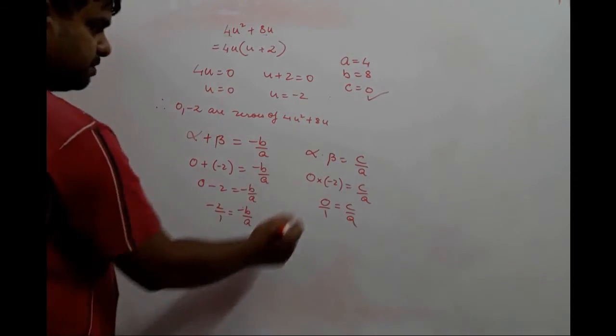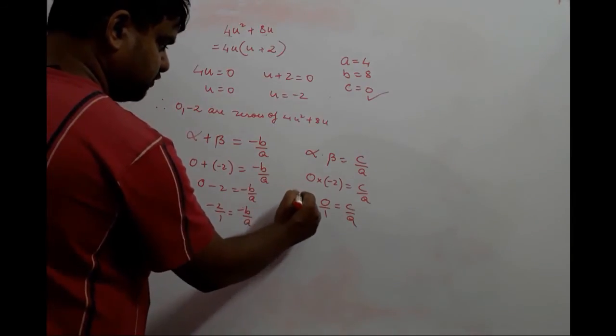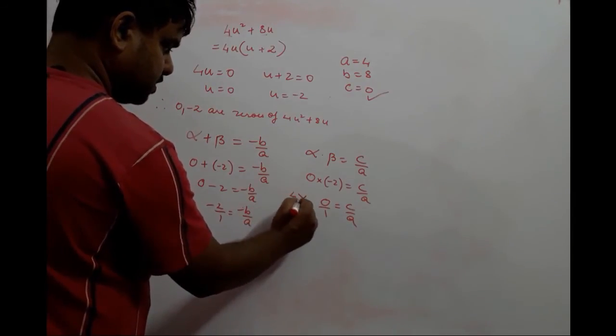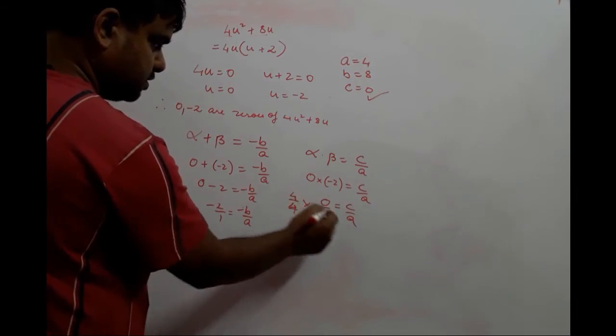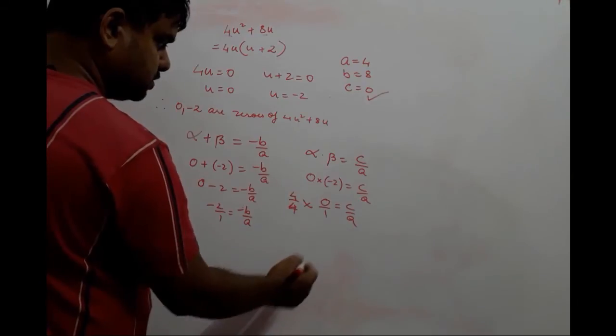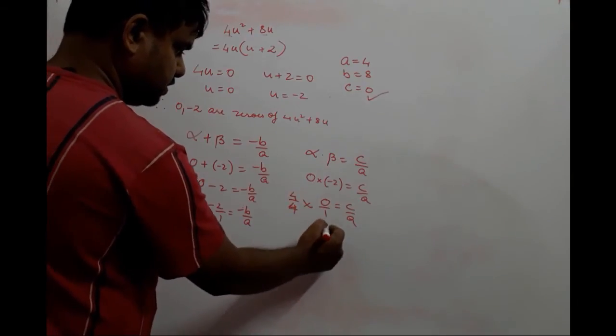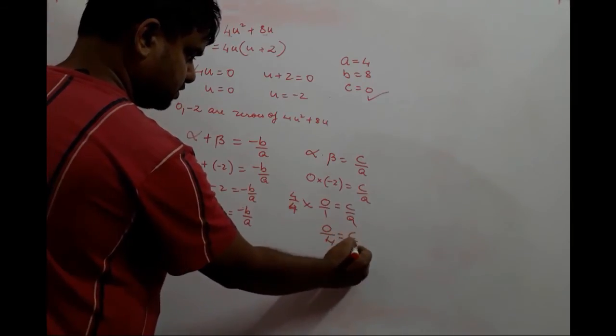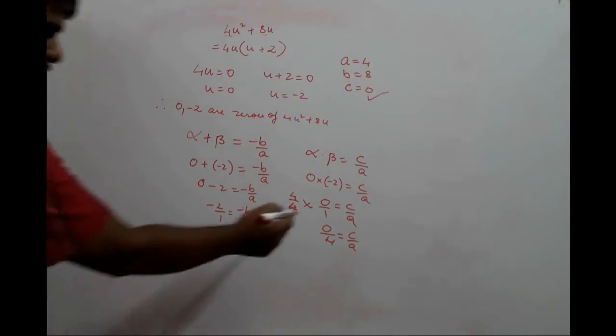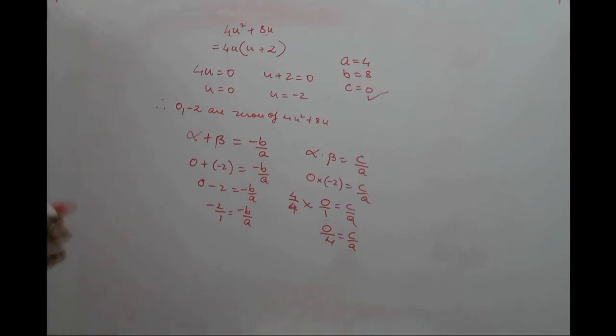So to establish the relationship, we just multiply the whole thing by 4 upon 4. So 4 into 0 is what? 0. And 4 into 1 is what? 4. Right, this is how we get it. So 0 upon 4 is still 0, so that doesn't alter the ultimate answer, that is 0.